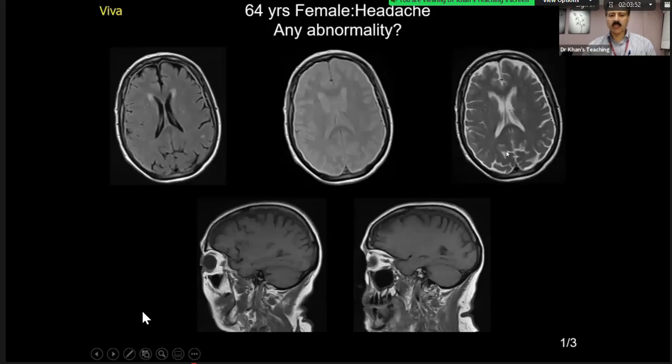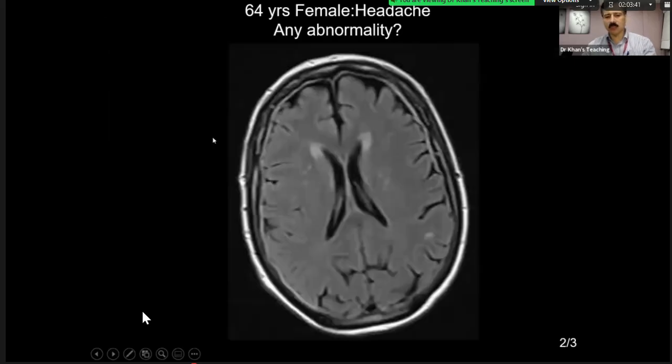Okay, hint. Something is abnormal on this sequence, which is FLAIR. Your thinking is right. Think meninges, but something is abnormal on this FLAIR. Let me give you a bigger image. Over to you.